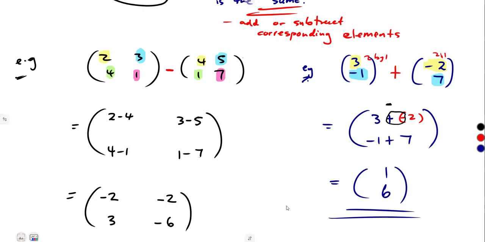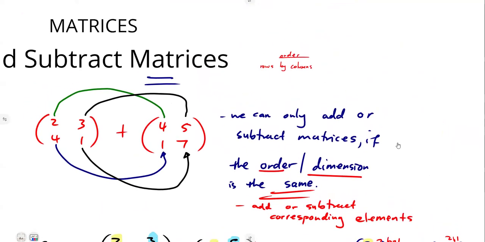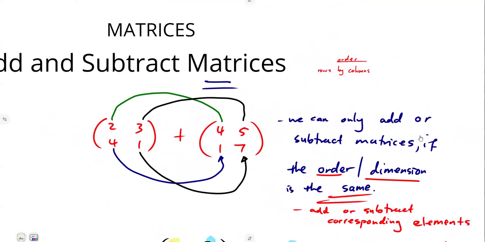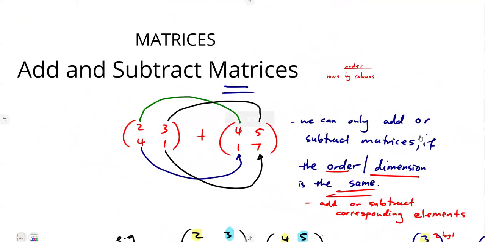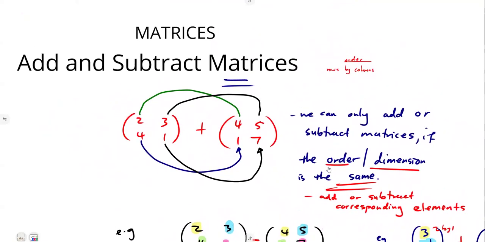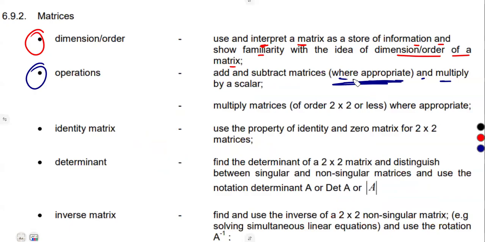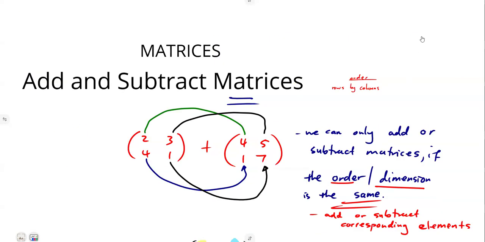So it is all about revision. Let us revise, like I said, where the order is different. Addition or subtraction is impossible. You can only add when the order of the given matrices is the same. So that is what you must consider for the basic purposes of your addition. That is why we are told here, where appropriate. Okay, so let's revise as much as we can.